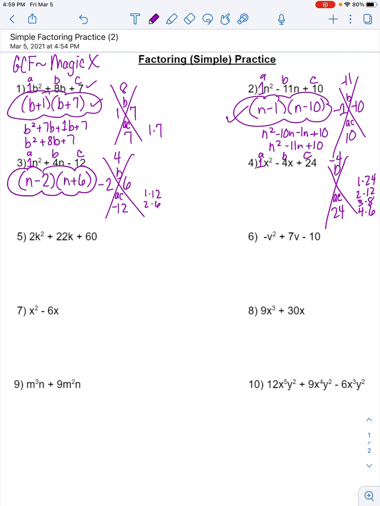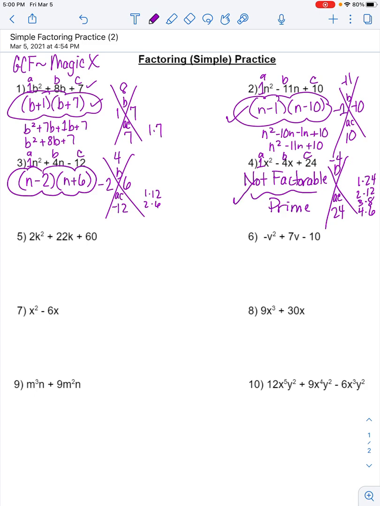And do any of those combine, add or subtract, to give us negative 4? Well, 24 plus 1 is 25 or 23, no. 2 times 12 either gives us 14 or 10. 3 times 8 either gives us 11 if you add, or 5 if you subtract. 4 and 6 give us either 10 or 2. So, that being said, number 4 is not factorable, or remember, you could have said this is prime. Either one of those would be correct.